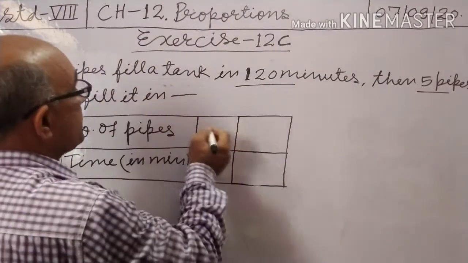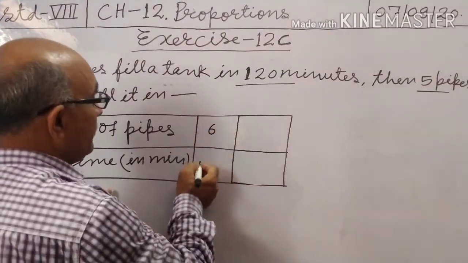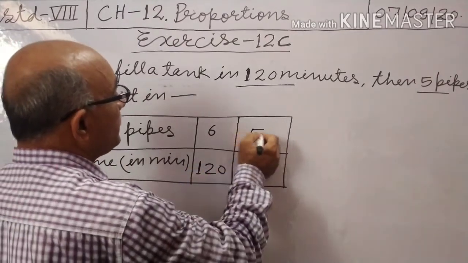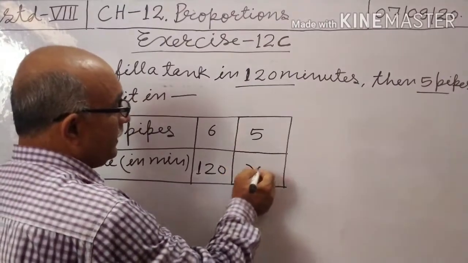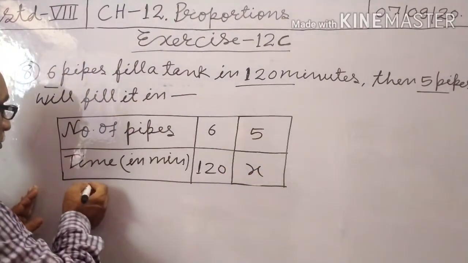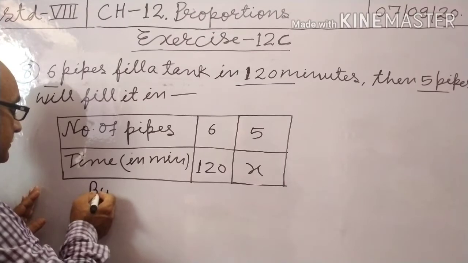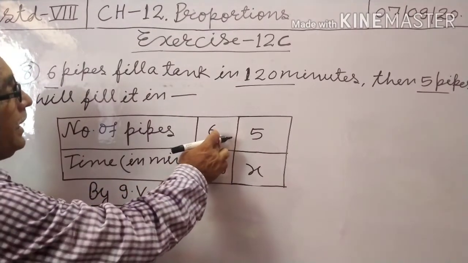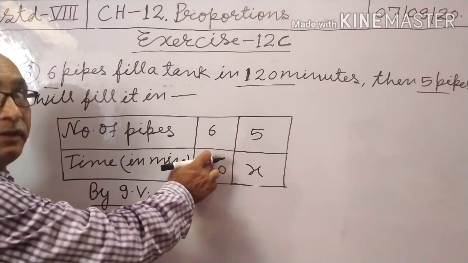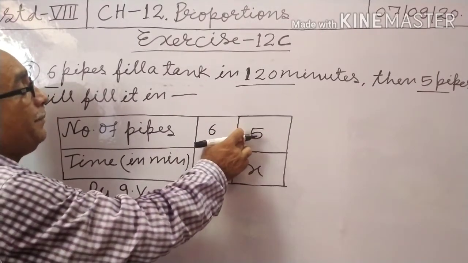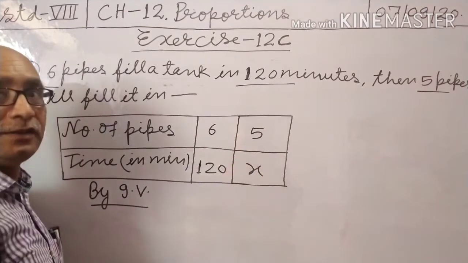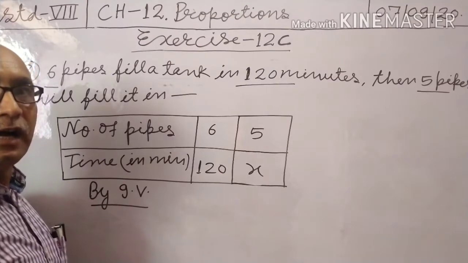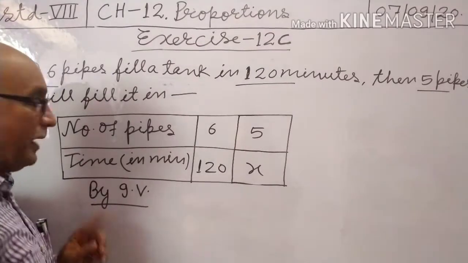Number of pipes 6, taken time 120 minutes. And 5 pipes, taken time, let the required time be x. So it is in inverse variation. Number of pipes increase, time decreases. Number of pipes decrease, time increases. One increases, other decreases, or one decreases, other increases. It is in inverse variation.